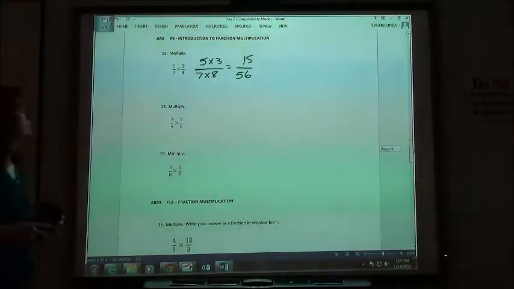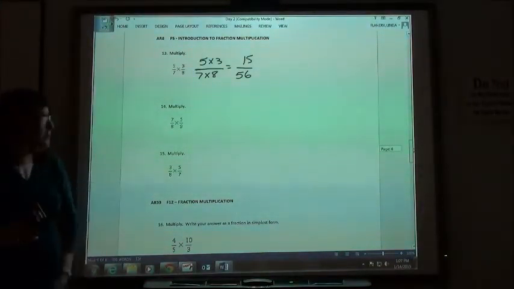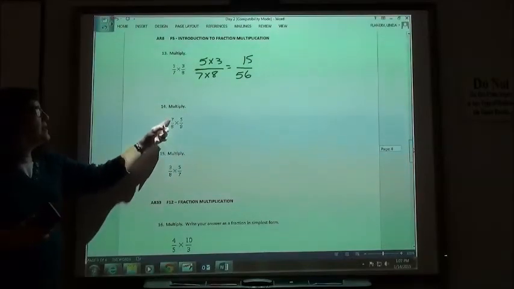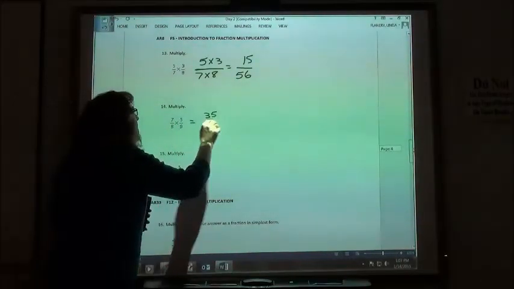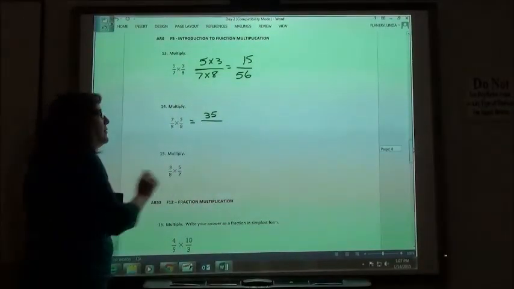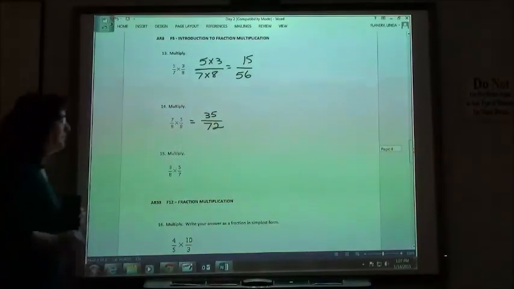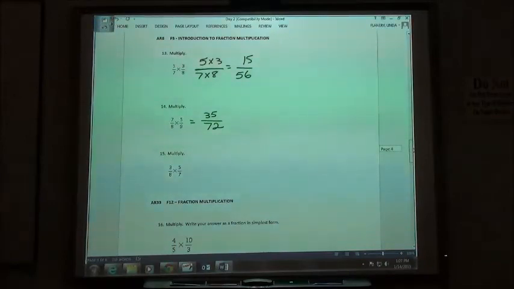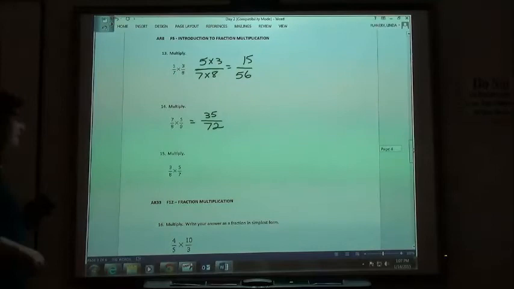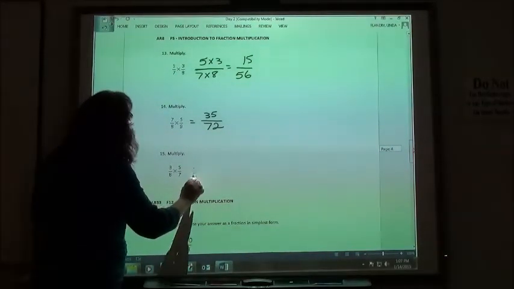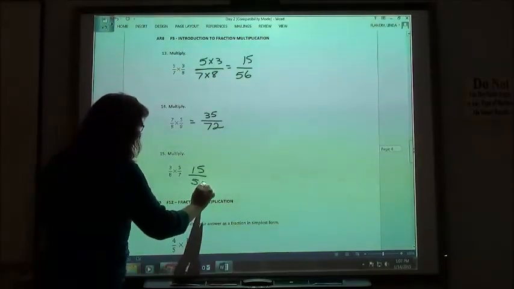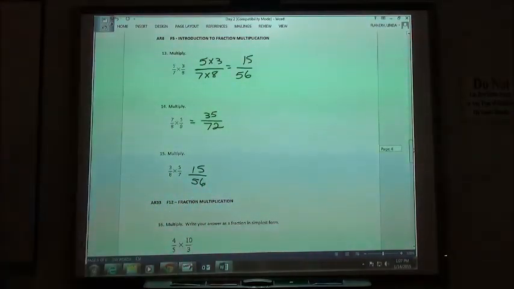So, less simple, just write straight across the board. Right. So 14, 7 times 5, 35, 8 times 9, 72. So number 15, my answer is going to be, gosh darn, that's the same problem as number 13, only backwards. Sometimes the computer generator is not very creative.